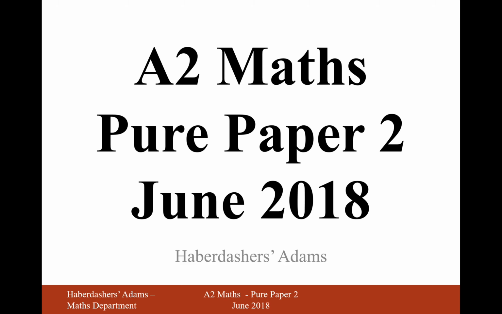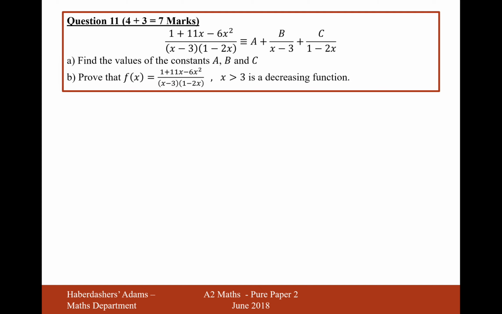Hello there and welcome to A2 Maths from June 2018, paper 2, and here we're looking at question 11. This is a partial fractions question. So we have this partial fraction at the top and we want to find the values of A, B and C.